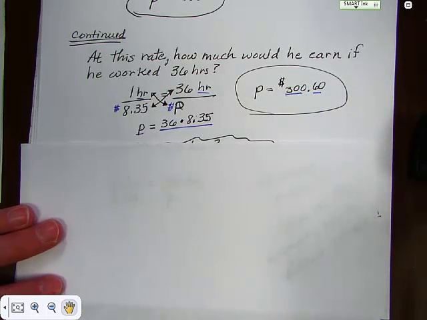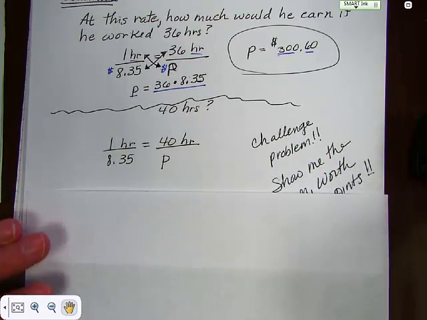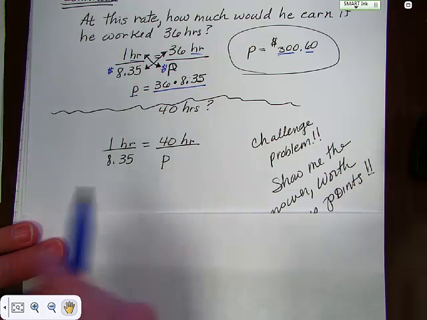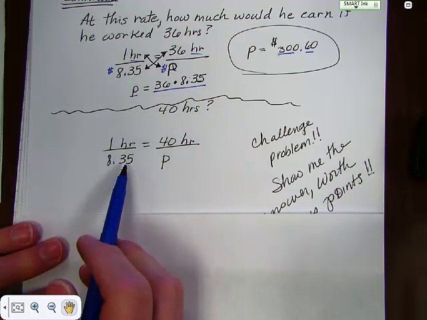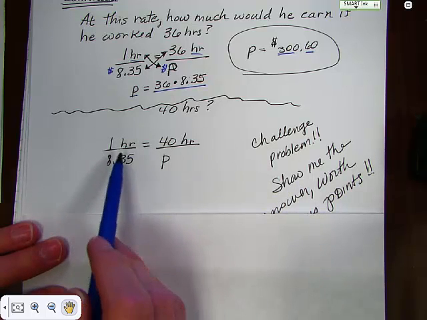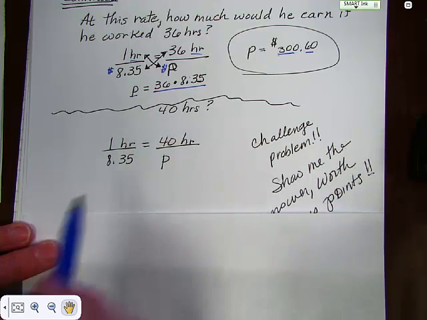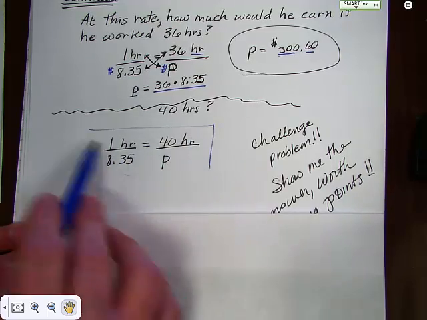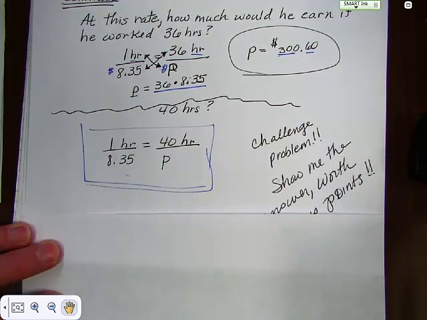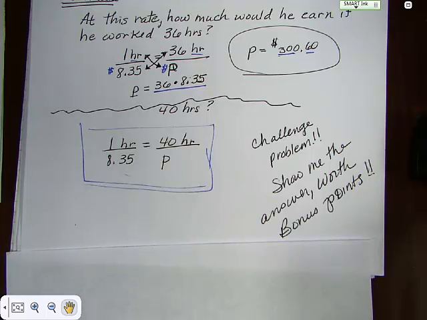All right, now here's a challenge problem. Not too hard. Set up the proportion for 40 hours. So 1 hour is $8.35 equals 40 hours is p. Work this out. The work goes with this proportion. You can't just give me a number. You got to show me the work. If you do that, it's worth bonus points. Bring it to class and show me, and you'll be good. I hope you enjoyed this, and I hope you understood it, and have an awesome day.